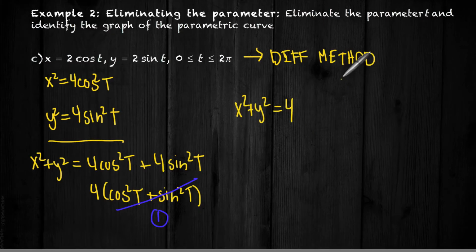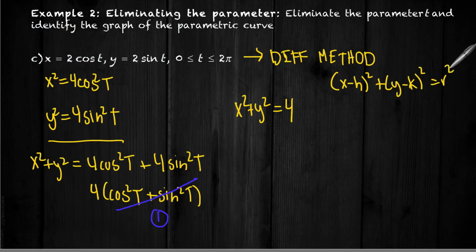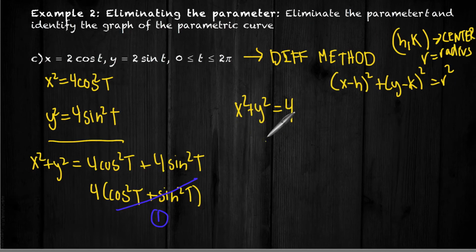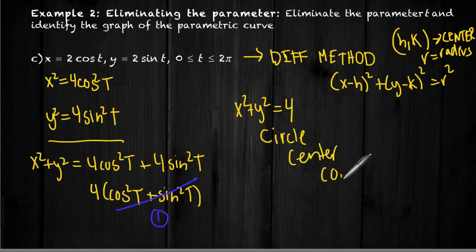Now from Algebra 2, hopefully you will remember that the equation of a circle is x minus h squared plus y minus k squared equals r squared, where h and k represent the center, and obviously r is your radius. So here we can recognize this as a circle with a center of 0, 0 and a radius of 2 because this is r squared.